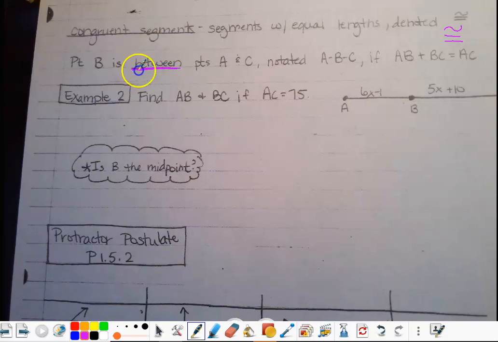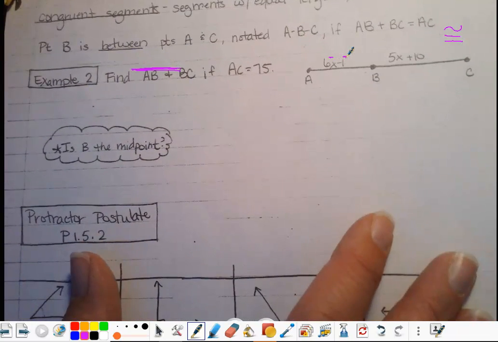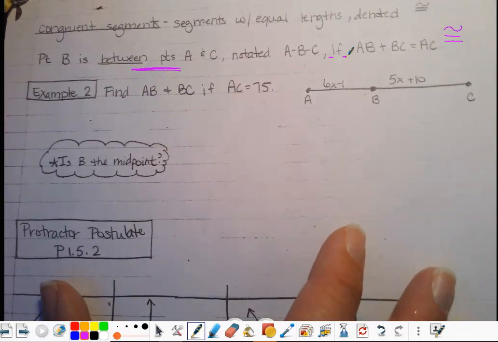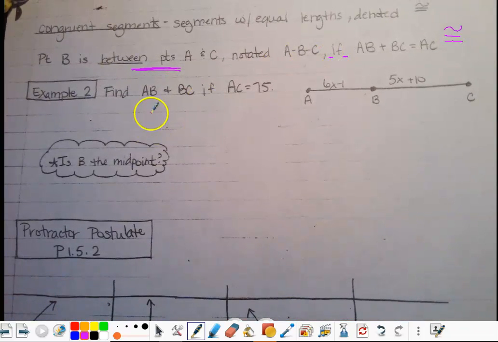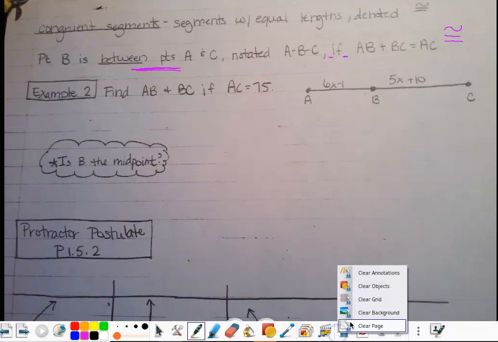All right, between. Point B is between points A and C, and it's notated A-B-C, if AB plus BC equals AC. We talked about between yesterday and the day before, but we're looking at it again. That's a little bit different than maybe we've seen. Let's use that for an example. Example 2: find AB and BC if AC equals 75.